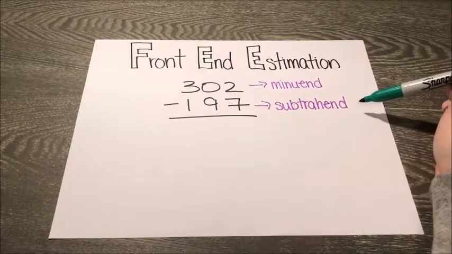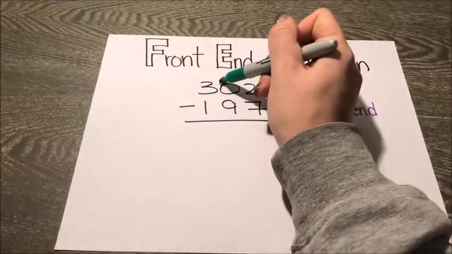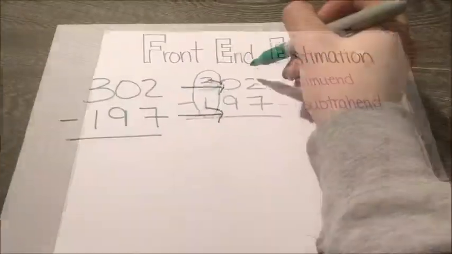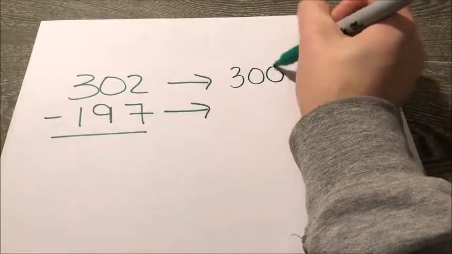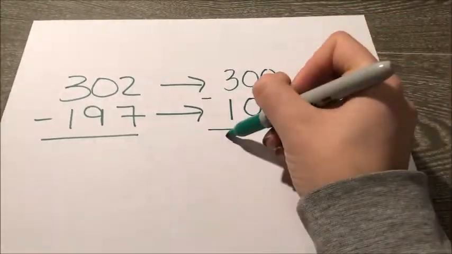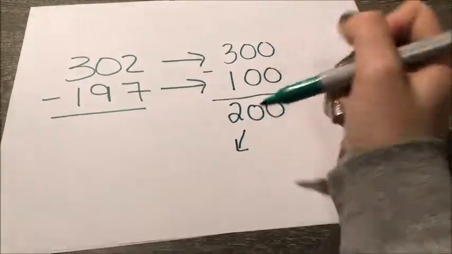197 is our subtrahend. We're going to take the front numbers of both of those two numbers, so 3 and 1 that I'm circling here. So we're going to change the minuend to 300 and the subtrahend to 100, and the difference will become 200. 200 will be considered a high estimate.